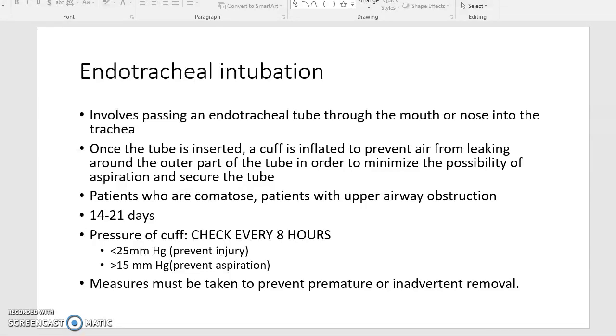So measures must be taken to prevent premature or inadvertent removal. If somebody's pulling at their tube, they could actually die if they try to remove it too early. I'm not really sure why, but I'm sure it has to do with not removing it the proper way, and something really bad could happen. So you have to prevent this person from taking it out, even if that means restraining them. So next slide.